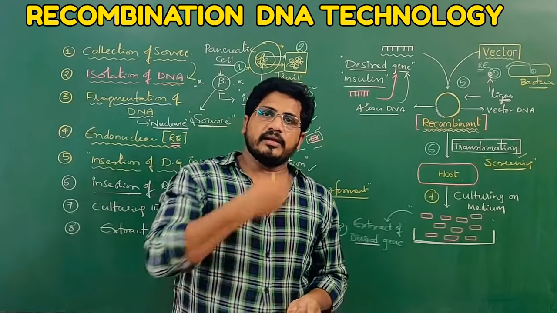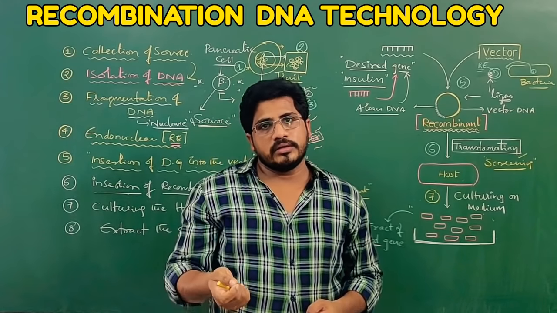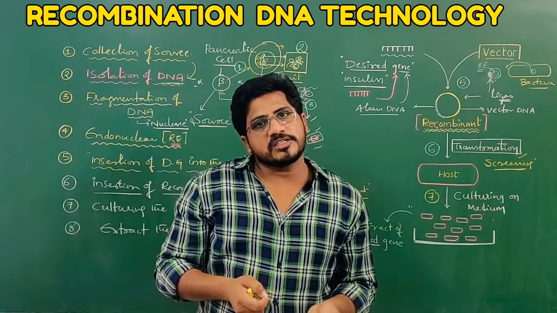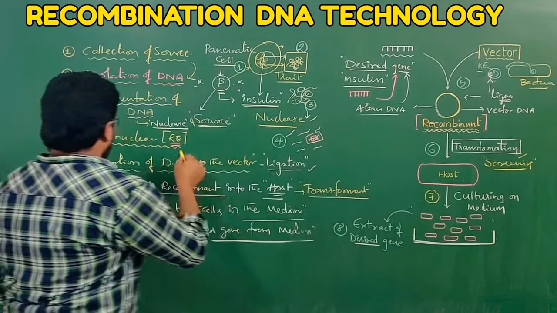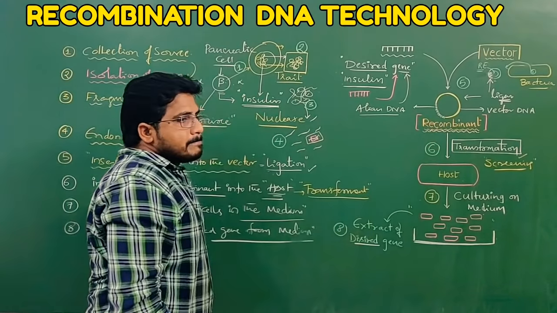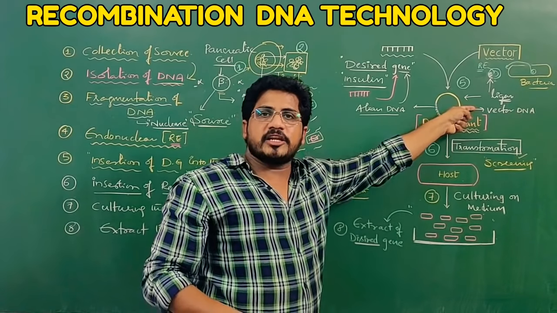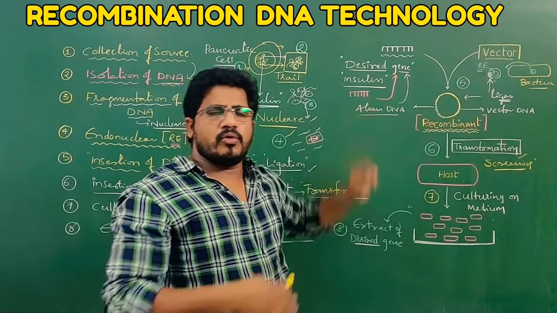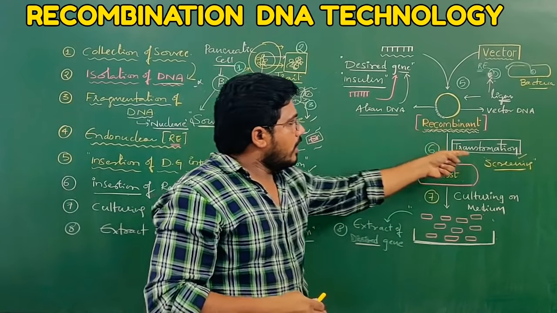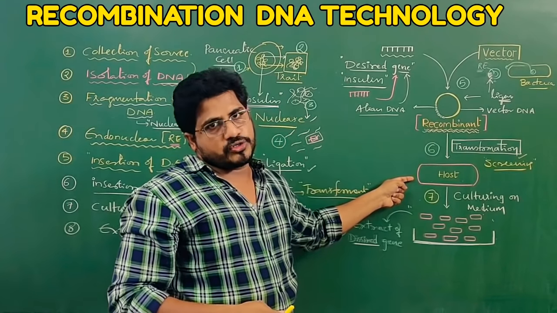The desired gene may be the insulin producing gene, the desired gene may be growth hormone, the desired gene may be for antibiotic resistance gene, whatever it is. So after that, we insert that particular thing into the vector. The result is a recombinant. Recombinant is the result of ligation between vector and desired gene. So all these are questions indirectly. Once the recombinant is formed, under the process called transformation, we insert that recombinant into the host.